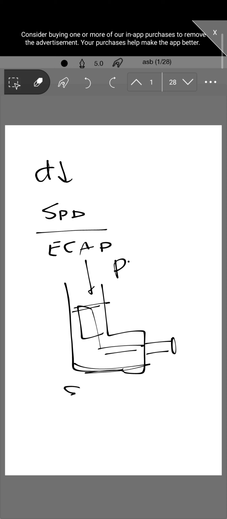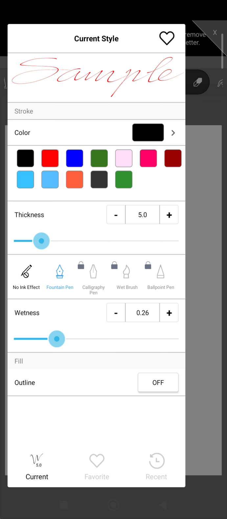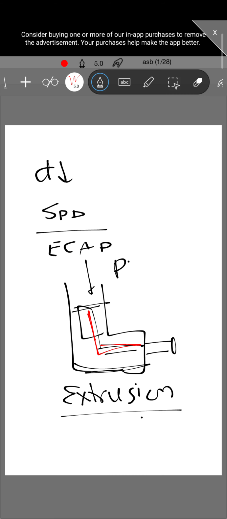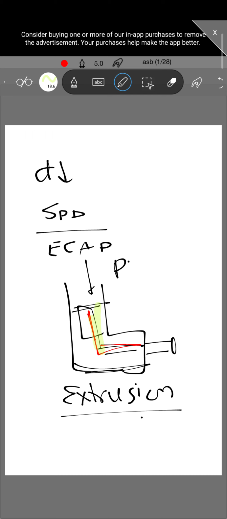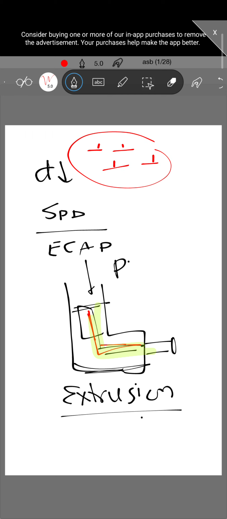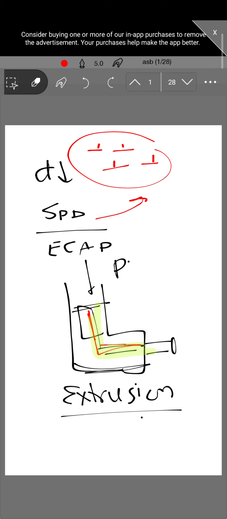It's also called extrusion. Naturally the metal we are dealing with here is under severe pressure. That is why there is severe plastic deformation. Now due to this severe plastic deformation, what is happening? New dislocations are being created inside the grains. Initially there were some inherent defects. Now due to SPD, new dislocations are being created. So the picture looks something like this.